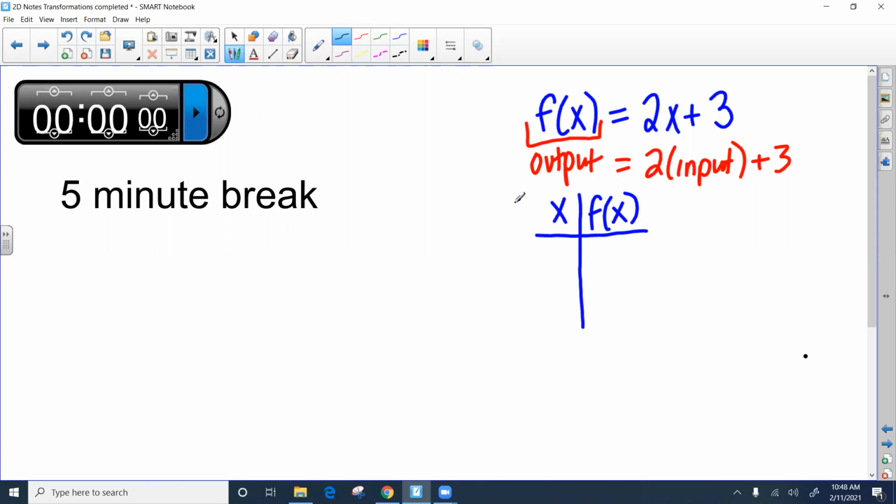For the input, we can pick any x values we want. So, because we can pick anything, we can plug in anything. So for example, say I pick a 4. I'm just picking a random number for x. This is my input, so I'm plugging it in for x. It would look like this. f of 4 equals 2 times 4 plus 3.